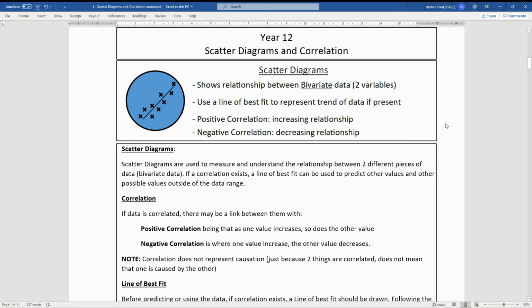Hi again, this is Mr. Ford, and today we're going to be looking at scatter diagrams and correlation, both things that you would have already seen in GCSE, but let's just reiterate some of the really key importance that you're carrying through into A-level.